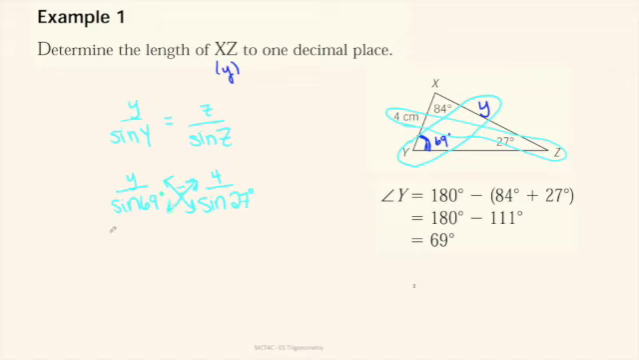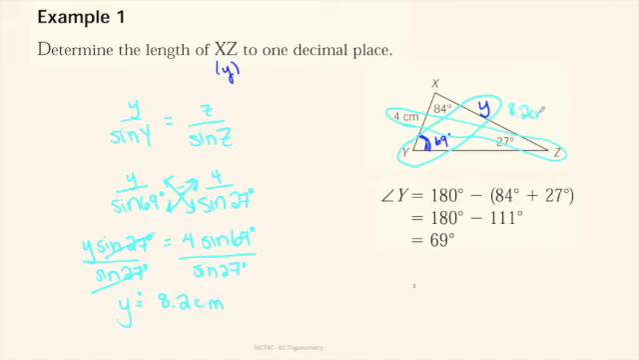So you're going to get y sine 27 is equal to 4 sine 69, and then just divide by that sine of 27. And then you're going to get y by itself, because those cancel out, and you should get approximately 8.2 centimeters for that side. So that is our example of sine law that we did on day 1 of this unit, so on Monday. So you should be pretty familiar with that.